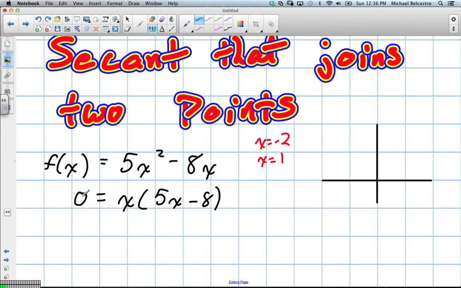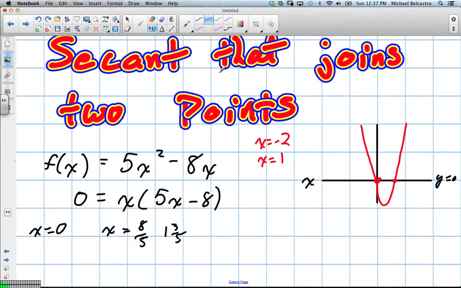So if this was 0, when y is equal to 0 is on the x-axis, well, one of my x's would be 0 and the other one would be... sorry, if I set that equal to 0, it would be 8 over 5, which is 1 3/5, so an odd number. So anyways, our x-intercepts, one is right here at 0, and the other one is 1 3/5, so something like that. So I have some parabola, because it's positive, that goes up and down like this.